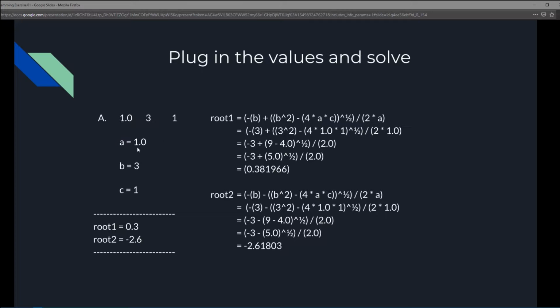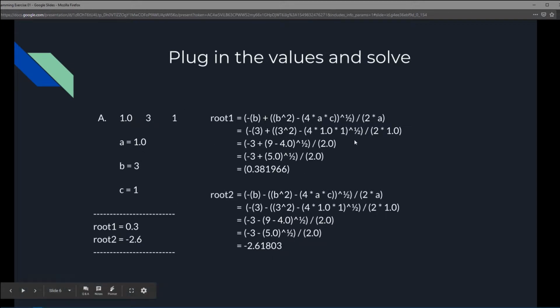Plug all of that in, where a is 1.0. For everything that's b, you plug in 3, and for everything that's c, you plug in 1. Then you solve for it, and here's what we got. This is root 1, which is 0.381966, and root 2, which is negative 2.61803.